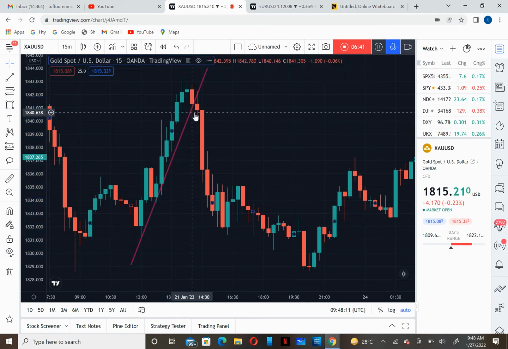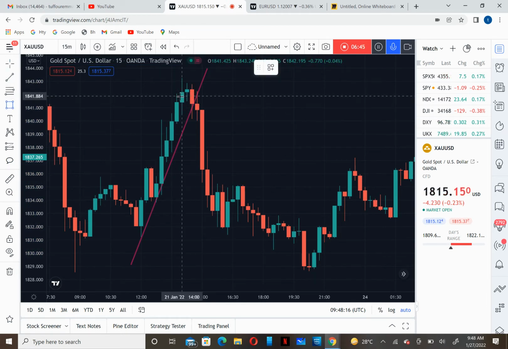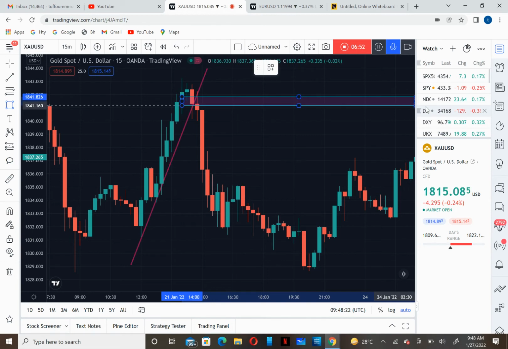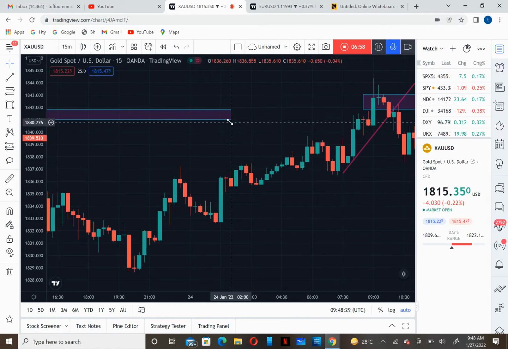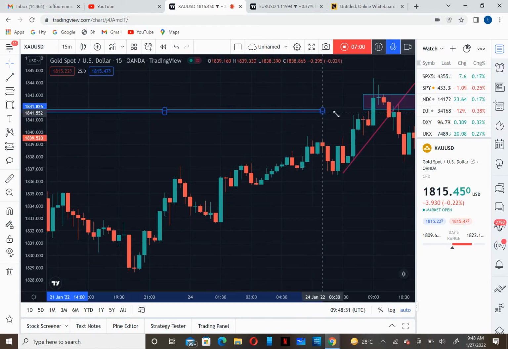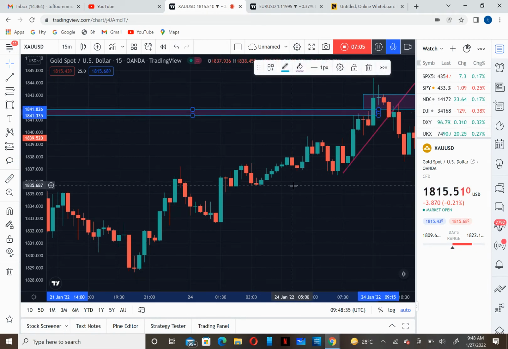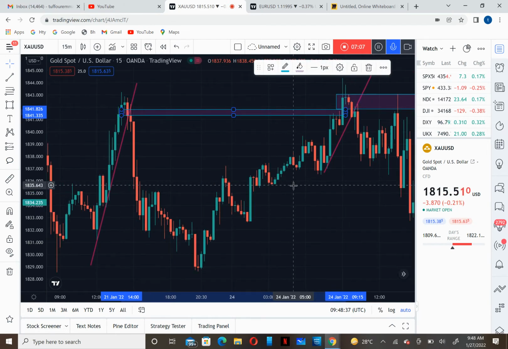So this was the breaking point. Let's see if price will come back to that key zone again. You can see price coming back to that key zone again. So that's the first rule: the price always comes back to that key zone again.